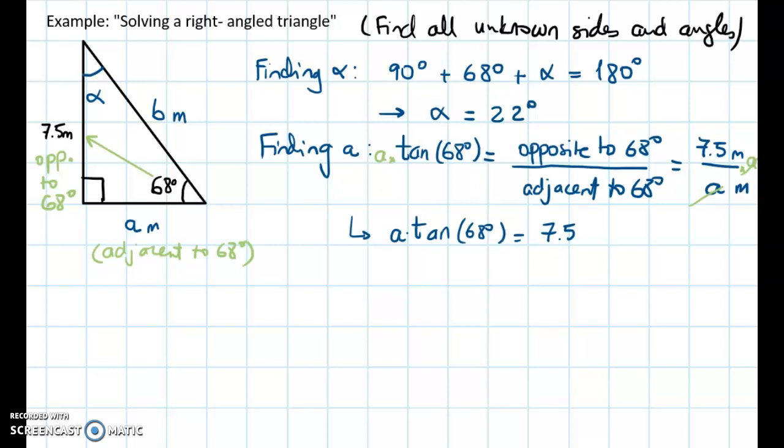Well, but I don't want A times that number, tangent of 68 degrees, whatever it is. So I'm going to divide both sides by the tangent of 68 degrees.